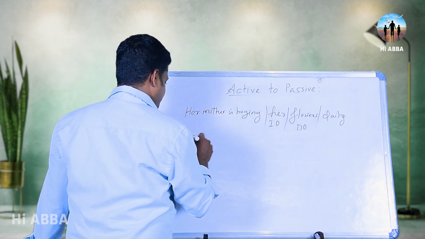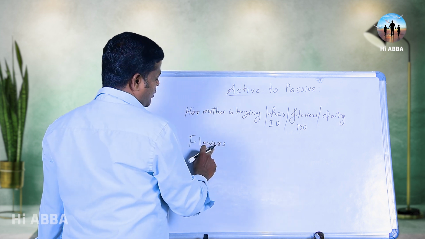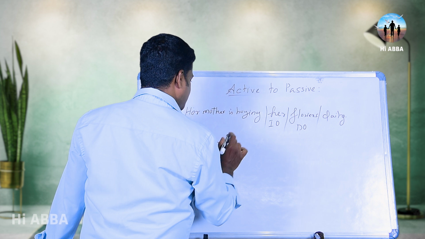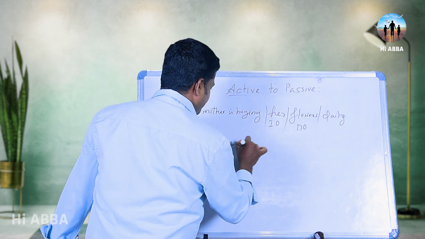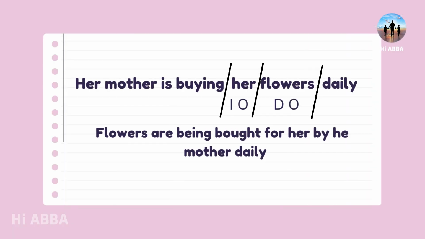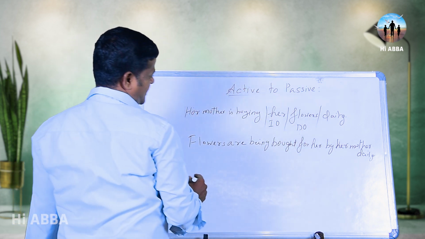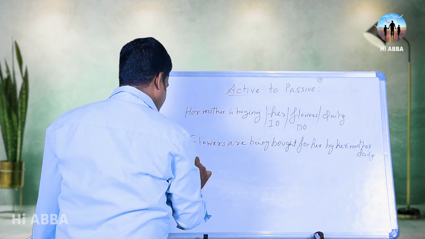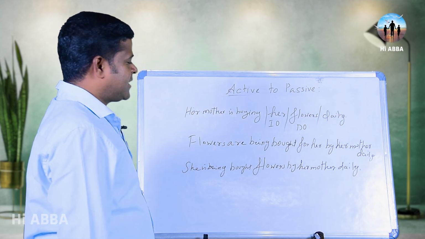Flowers. Now this is plural subject, so instead of is here it is are. Flowers are being bought for her by her mother daily. Same way we can bring the indirect object in front, then her will become she. She is being bought flowers by her mother daily. So now this is present continuous tense.